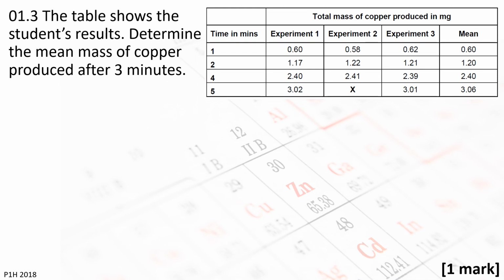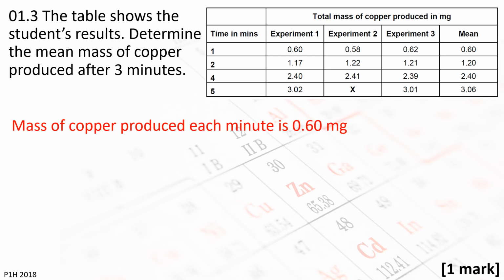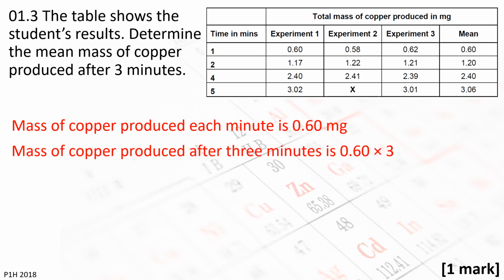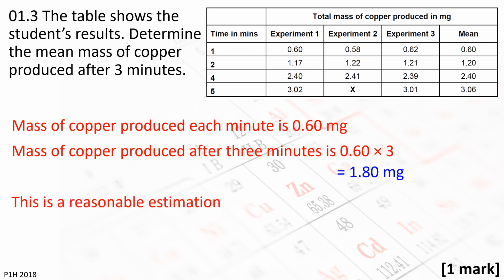We cannot say with certainty what the mean mass produced after 3 minutes is from the data given in this question. It is possible to suggest a reasonable estimate though. From the table, the mean mass of copper produced each minute is about 0.60 milligrams. After 3 minutes, the mean mass of copper produced could be 1.80 milligrams. The mark scheme allowed between 1.70 and 1.90 milligrams for this question.